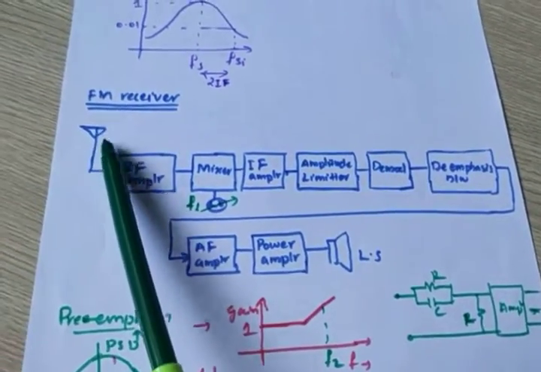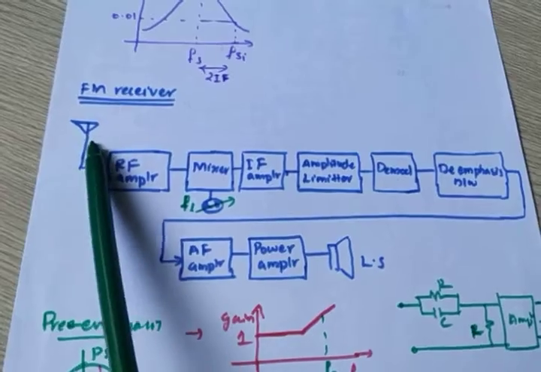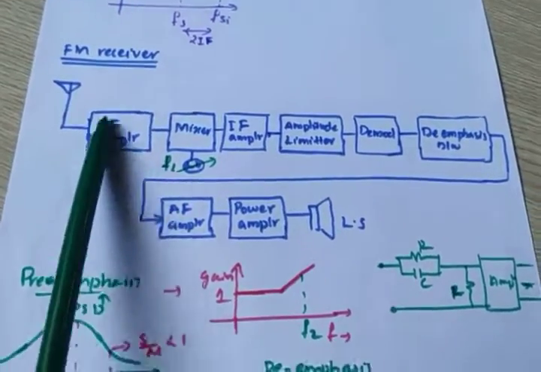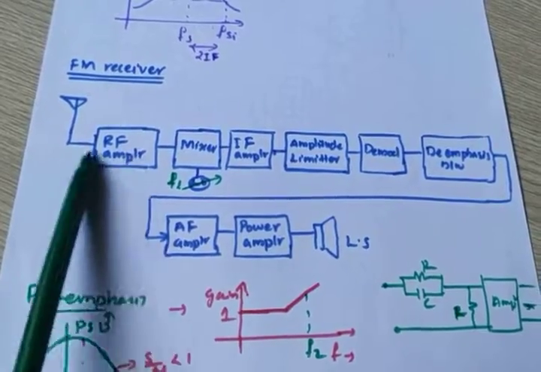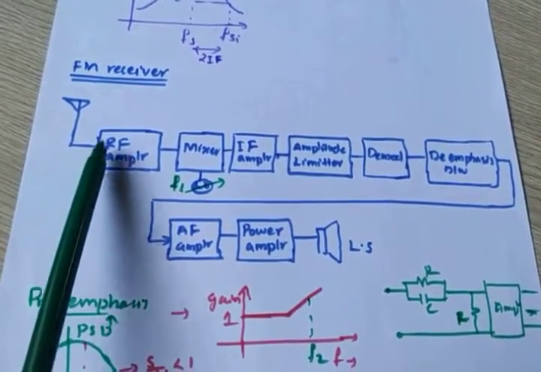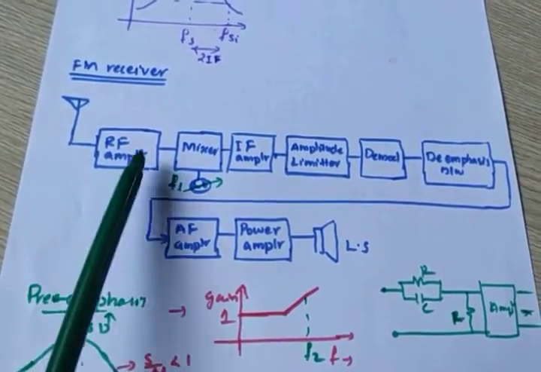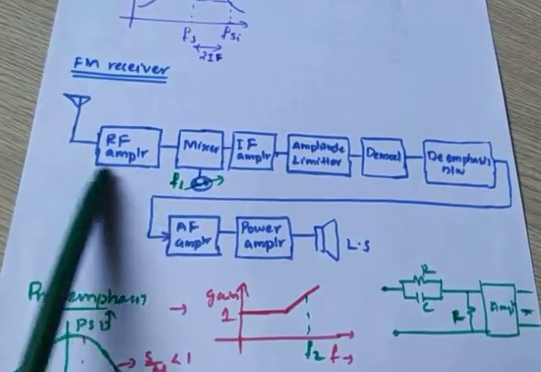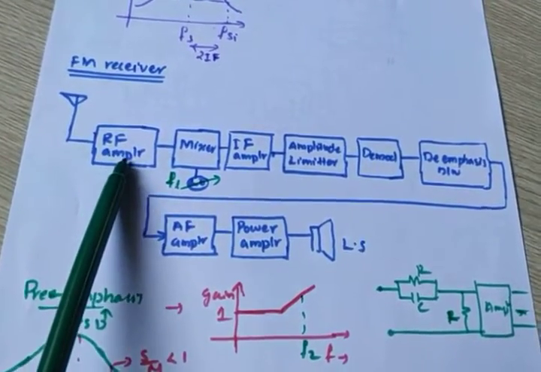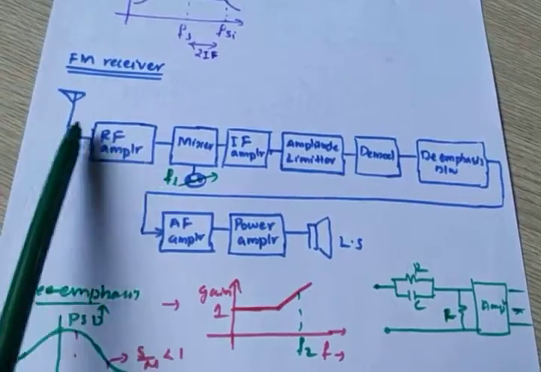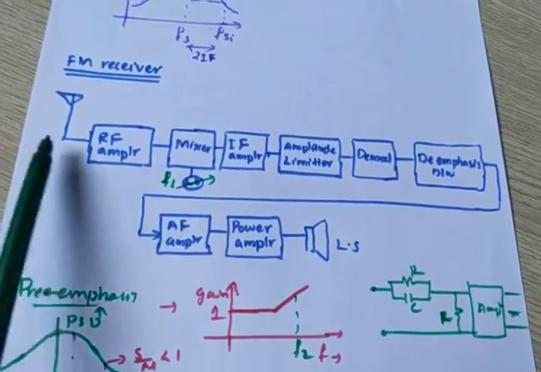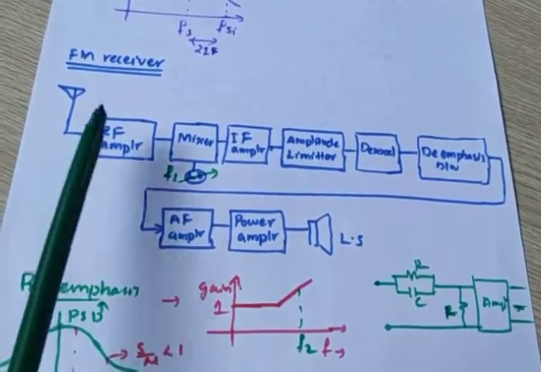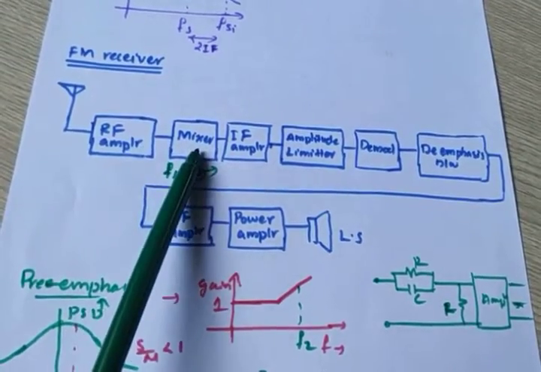So the incoming RF signal is received with this antenna. Then as usual, the first stage is the RF amplifier. You know what the use of this RF amplifier is. The incoming signal is a low energy or low amplitude signal, so it should be amplified. First we give a tuned amplifier. The incoming signal at the particular tuned frequency set by this system is amplified with this RF amplifier. Then it is given to the mixer.